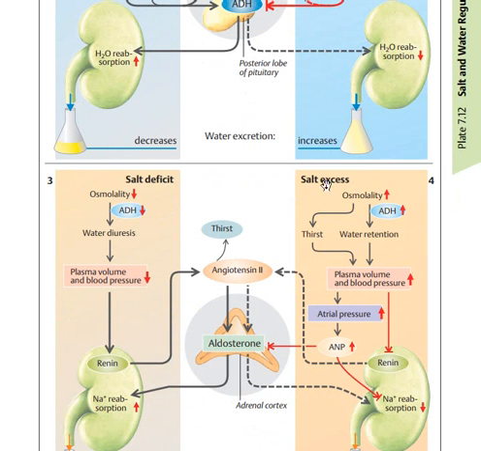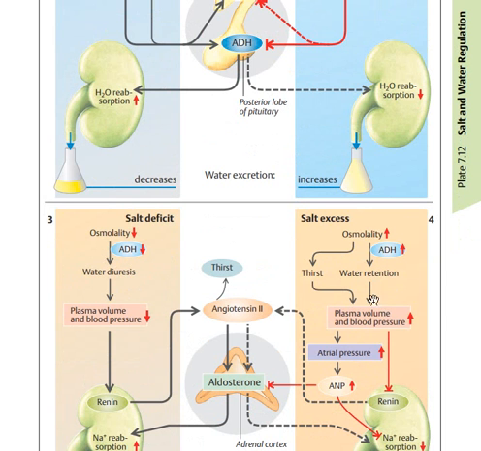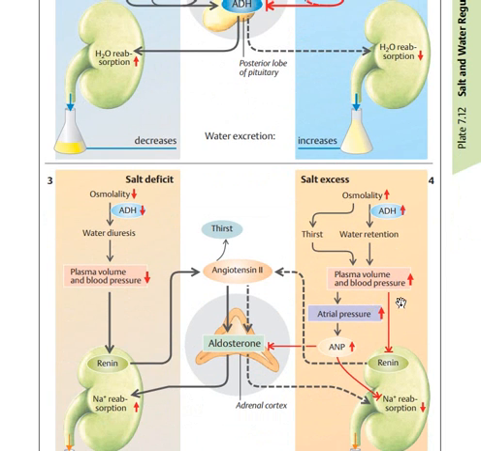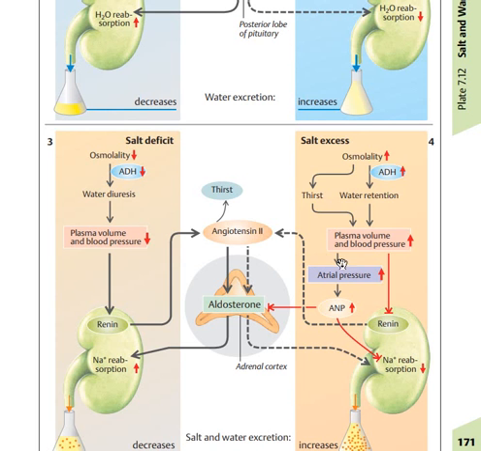Now coming to the salt excess, you see that osmolarity is high. So in this case, you're going to have ADH secretion. The plasma volume and the blood pressure are going to increase with thirst. All these are going to increase the blood pressure. The increase in blood pressure is going to deactivate the renin system, so angiotensin is not going to be secreted. It's also going to make the arterial pressure increase.